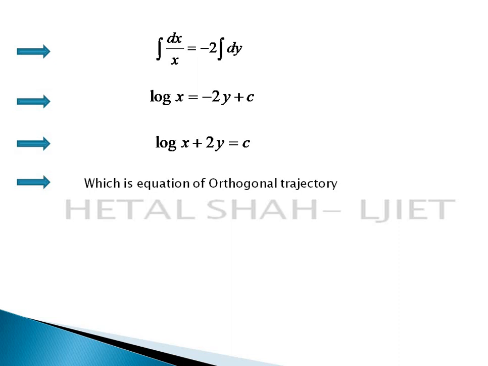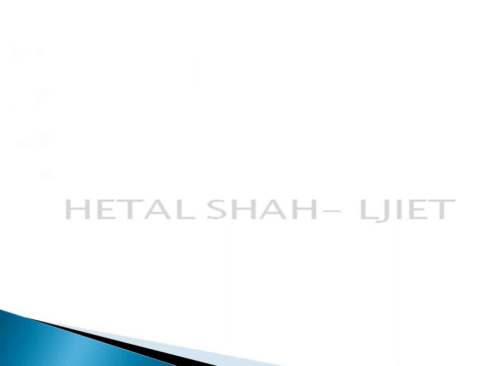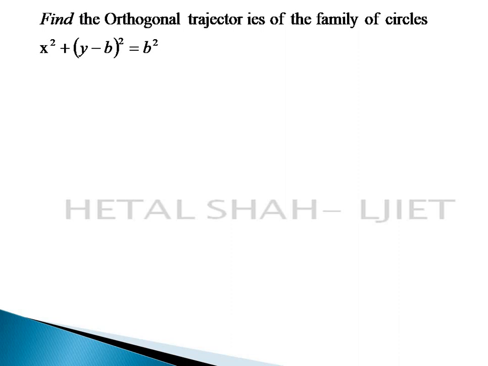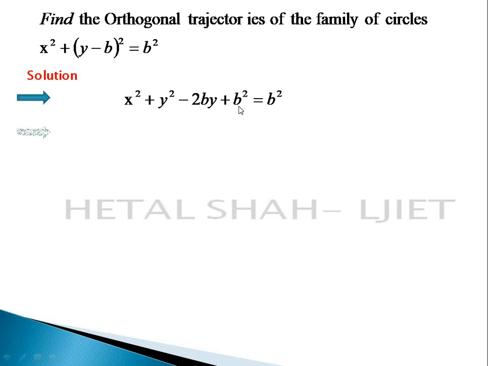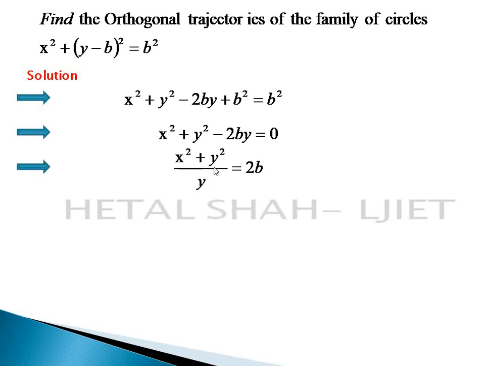This is one of the easiest examples for orthogonal trajectories. Let's check one more example. Find the orthogonal trajectories of the family of circles x square plus (y minus b) the whole square is equal to b square. This is our given equation. Here the expansion of (y minus b) the whole square is y square minus 2by plus b square. By simplifying this equation, we get x square plus y square minus 2by equal to 0. We can also write it as (x square plus y square) divided by y equal to 2b.